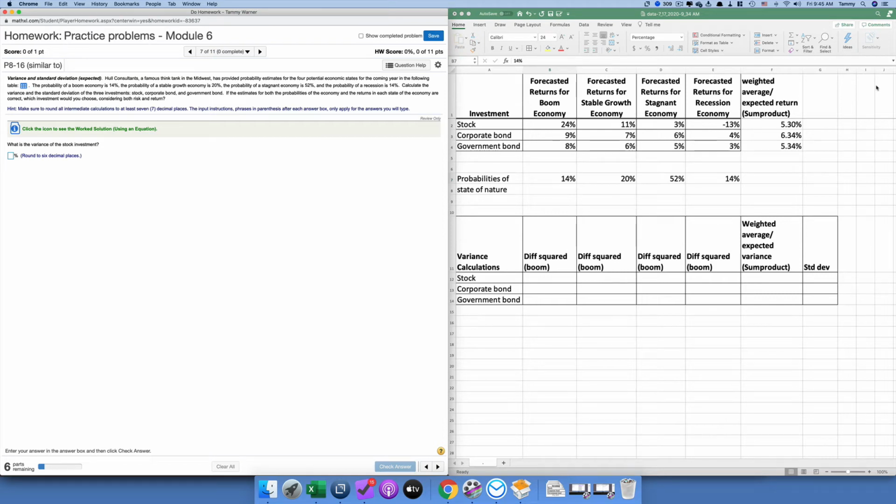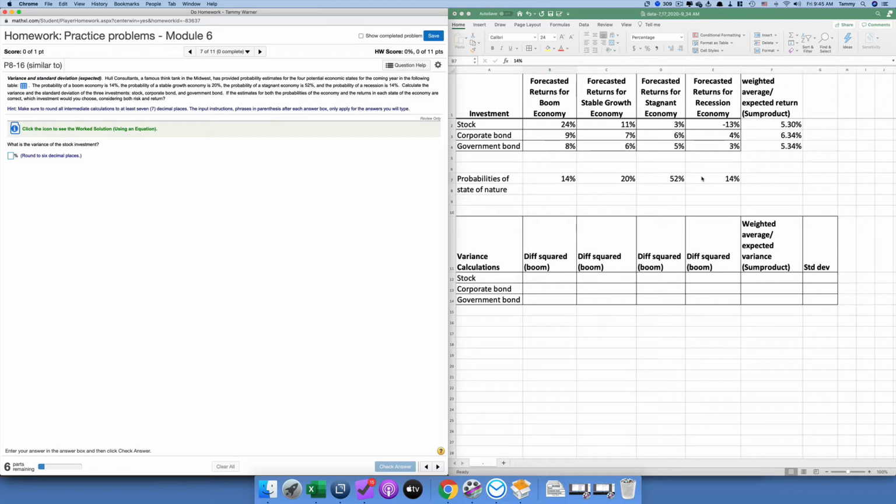Okay, here we are with number 7 in your practice problems. And the first thing that I want to mention is that if you're just working through the problems in order, you're probably going to have the same numbers in your worksheet, in your Excel sheet, as you did from number 6. So all your assumptions about the returns and the probabilities of the state of nature are probably going to flow through your example of number 6.